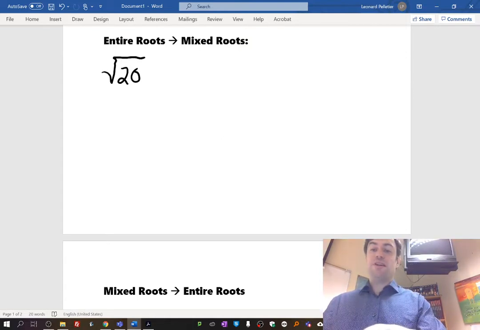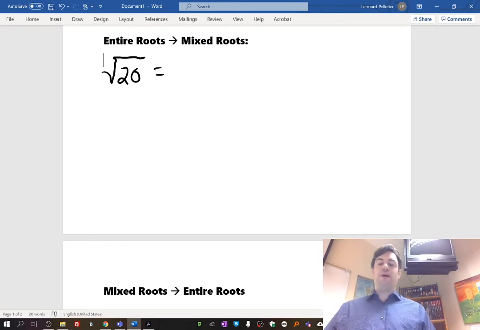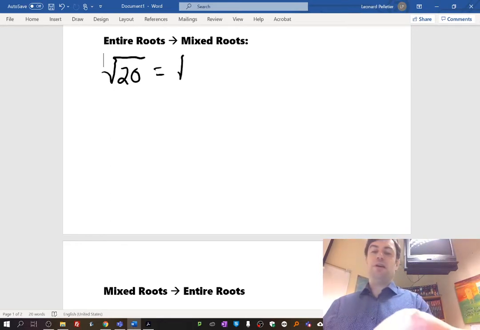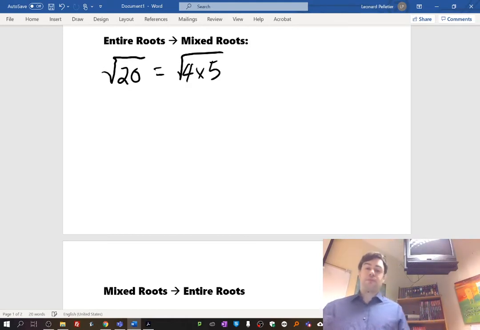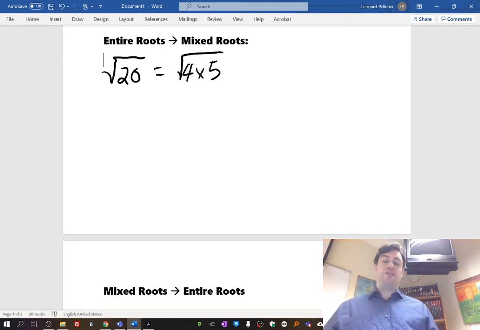I'll just do this one because it's not too hard to see where the perfect square is, right? Because 20 is just 4 times 5. There's not many other factors there. So this one you might actually have just seen off the bat. So 4 times 5 gives us 20, right?